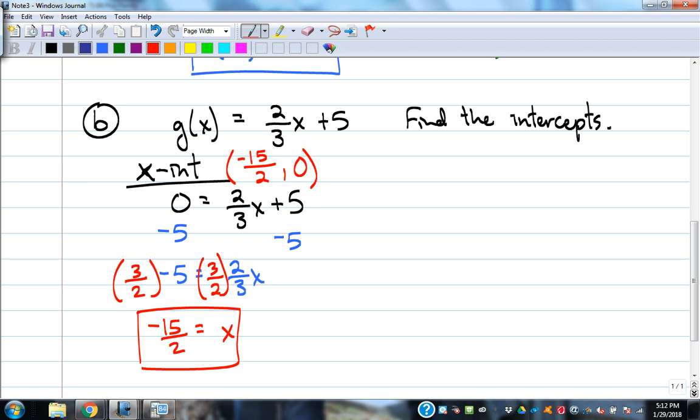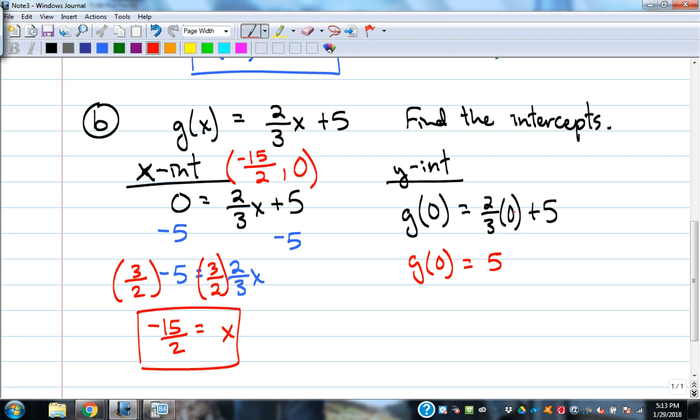Okay. To find a y-intercept, where does the 0 go? In x. So we're actually just finding the function value, g of 0. 2/3 times 0 plus 5. And then 2/3 times 0, 0 plus 5 is 5. So g of 0 is 5. The ordered pair, 0, 5. Here are your intercepts. X-intercepts, y-intercepts. You can use your graphing calculator to graph that if you need to. It can be helpful.